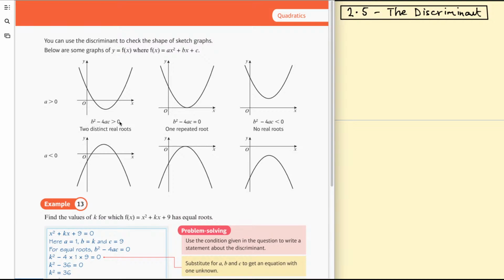So if the discriminant is greater than 0, we have two distinct real roots, so it crosses the x-axis twice. If it equals 0, we have one repeated root, so it just touches the x-axis there. And if it's less than 0, we have no real root, so it's above the x-axis. And similarly, if we have a less than 0, so a negative quadratic, so frowny face, it crosses the x-axis twice for the discriminant greater than 0. If it's equal to 0, it just touches the x-axis, and if the discriminant is less than 0, it's below the x-axis, so it doesn't cross it at all.